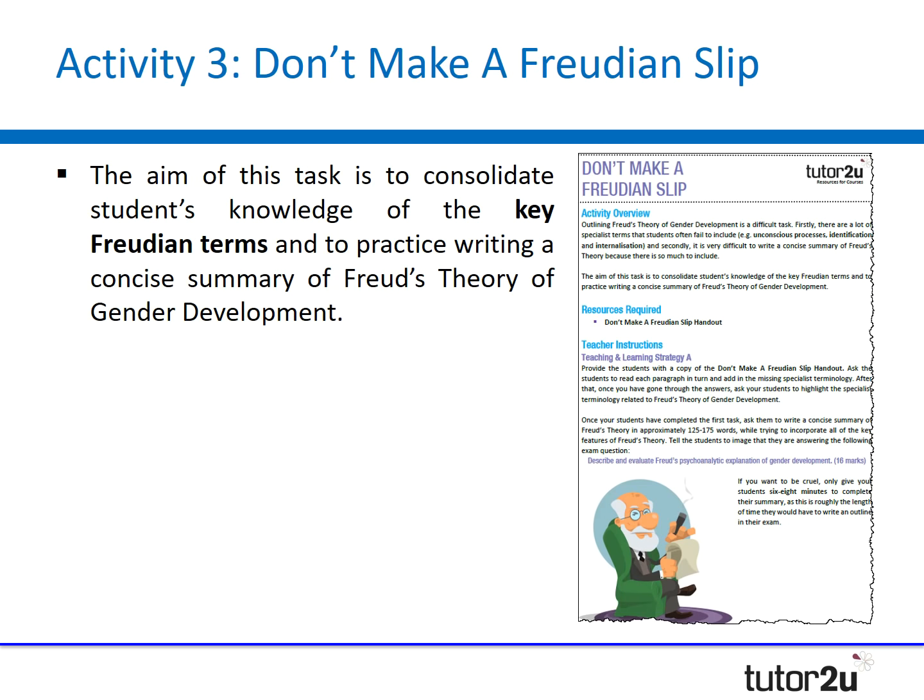So that brings us nicely onto activity 3, which we call Don't Make a Freudian Slip. And the aim of this task is really to consolidate your students' knowledge of the key Freudian terms and get them to practice writing a concise summary of Freud's theory, which, to be honest, is something that I even struggle with. It's very, very hard to condense an AO1 section of Freud down to this sort of 150, 170 words.